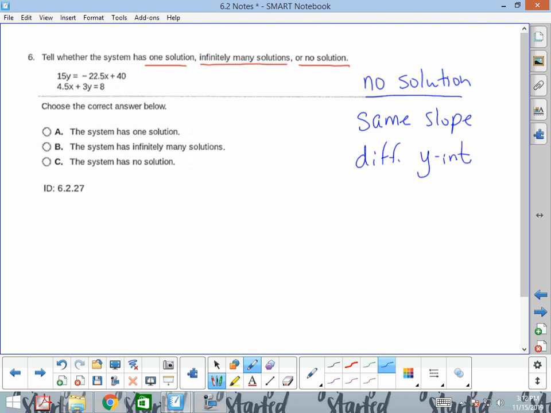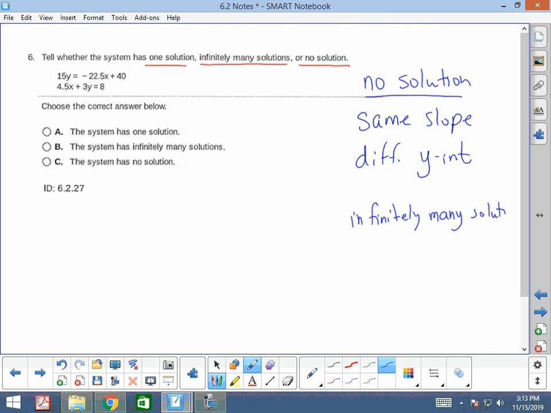Okay? If it is infinitely many, did I spell that right? Then that means they have the same slope and same y-intercept. Kind of like when we did the graphing. The one that was the same line, those two lines had the same slope and same y-intercept. The two parallel lines were same slope but different y-intercepts. So that's basically what we're looking at on these.